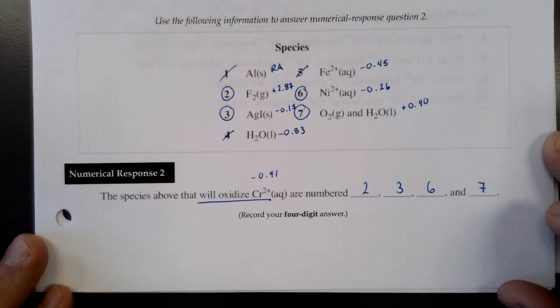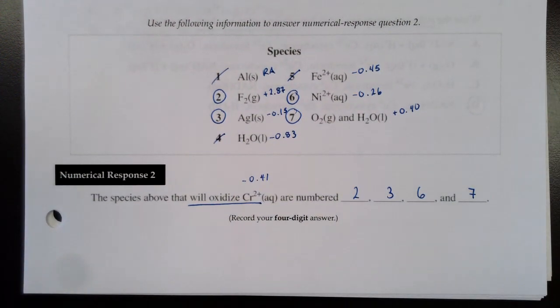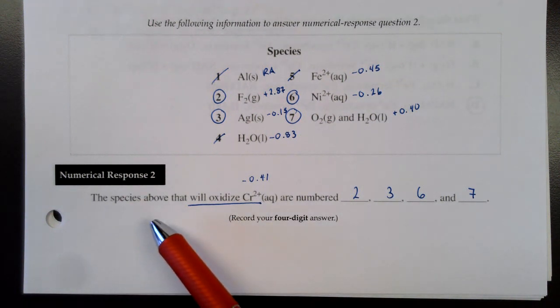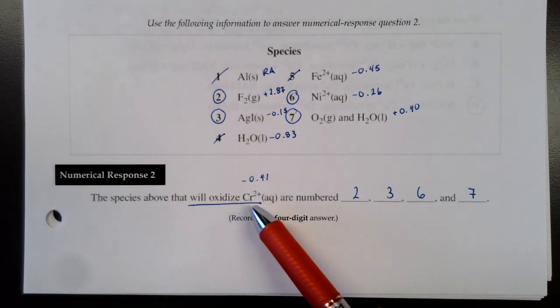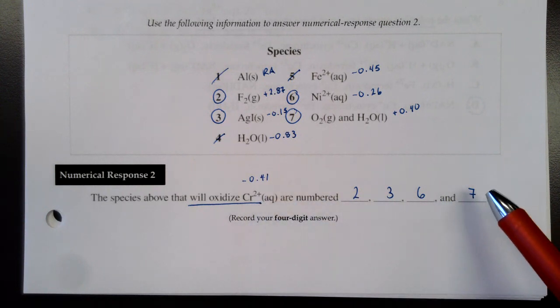Hey, it's Mr. K, Chemistry 30, Unit B review, numeric response number 2. The species above that will oxidize Cr2+ are numbered this.